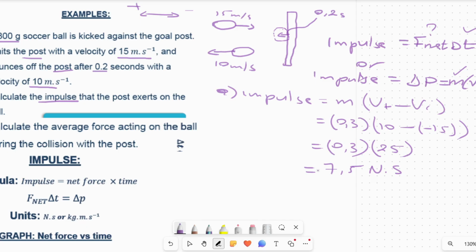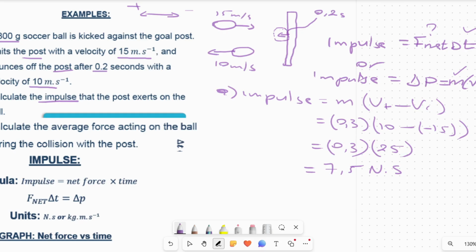Now you notice that the impulse is positive here. What that means is that the impulse is in that direction, because remember we said the positive direction is going to the left. So the impact was going to the left, which means the ball experienced a net force that goes to the left. That's what it means by that direction there.